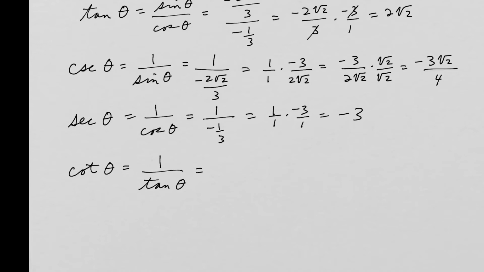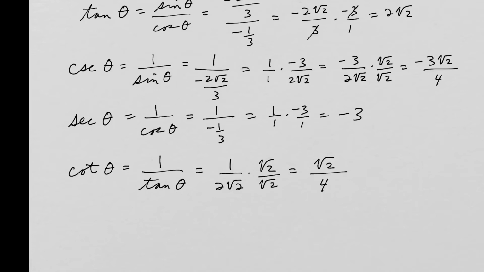And the tangent we found was 2 radical 2. But then I want to rationalize the denominator again. So I'll multiply this by radical 2 over radical 2. And now 1 times radical 2 is radical 2. And in the denominator I have 2 radical 2 times radical 2, so that's 2 times 2, which is 4. So that would be the cotangent of the angle.